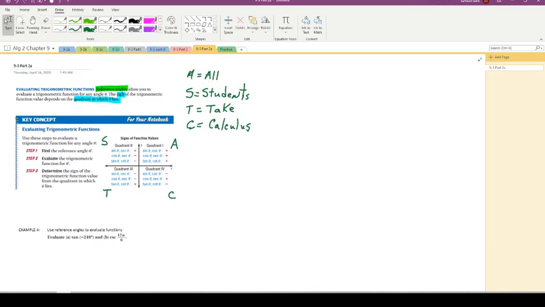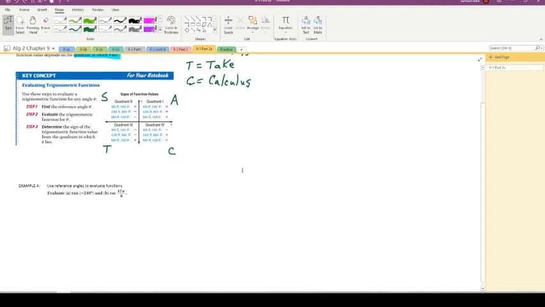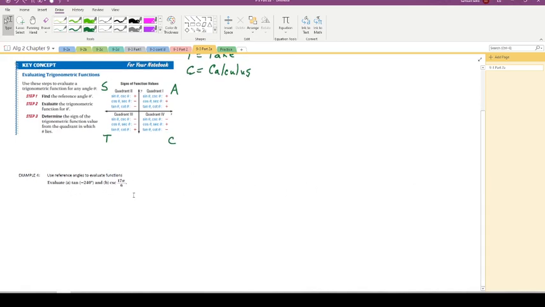Now let's see if I could make this nice and neat for you, if it recognizes the words. If not, all students take calculus. Not really. So I'm just going to leave it the way it is, so that it's not so bad. All right, let's go down to this part. First we're going to evaluate the tangent of negative 240 degrees, okay?